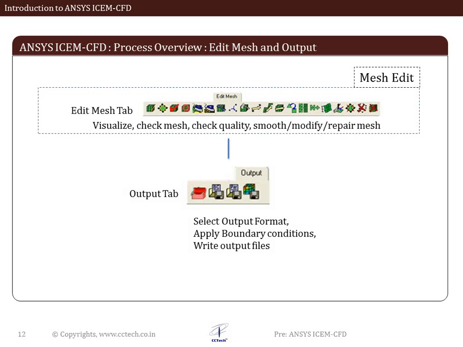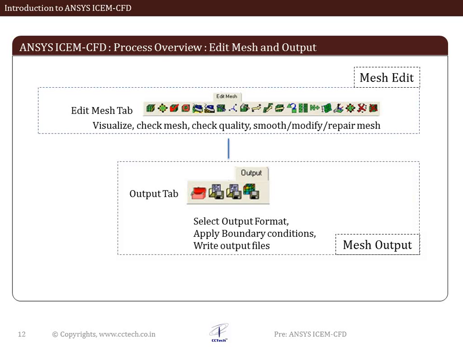Once the correct mesh is generated, it needs to be written in a format understood by the selected CFD solver. The task involves selection of a solver, assigning the boundary types, and exporting the mesh. The available boundary types and mesh format depend on the selected solver. So this is the process overview of different activities done in ICEMCFD.